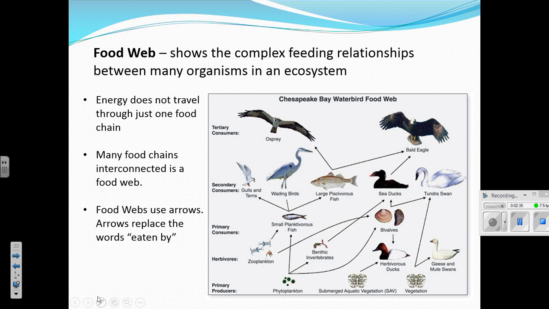Food webs are much more complex. Obviously, specific animals don't just eat one food source all the time, so everyone has different food sources. And you have to remember that when you're drawing the arrows, the arrow is replacing the words "eaten by." So this large fish is eaten by the bald eagle. That's the way the energy is flowing.